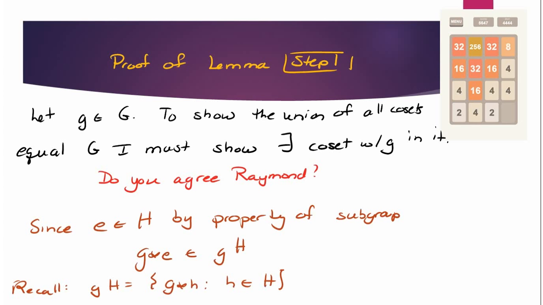Let's move forward. So since the identity e is in H by property of subgroups, then g star e is equal to g, and therefore by the definition of coset, it must belong to gH. And just to remind you, the coset gH is the set g star h where h belongs to H. And so I took a particular h, in this case I took h equals e, and then showed that by definition of the coset, g star e is in the coset gH. So what can I conclude from this? I can conclude that the union of all cosets equals G.